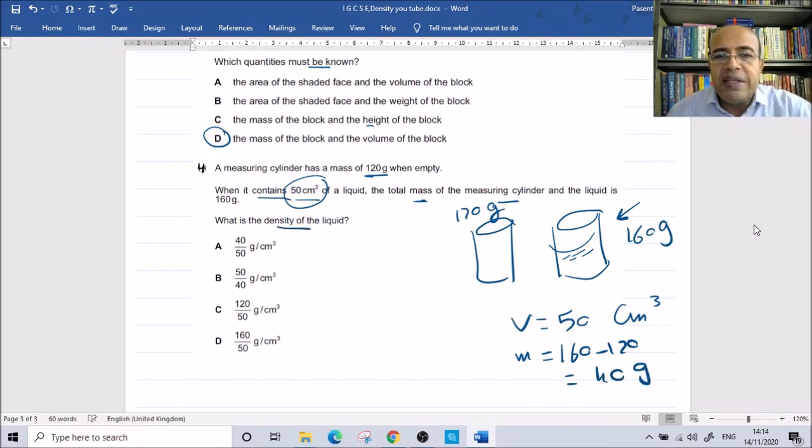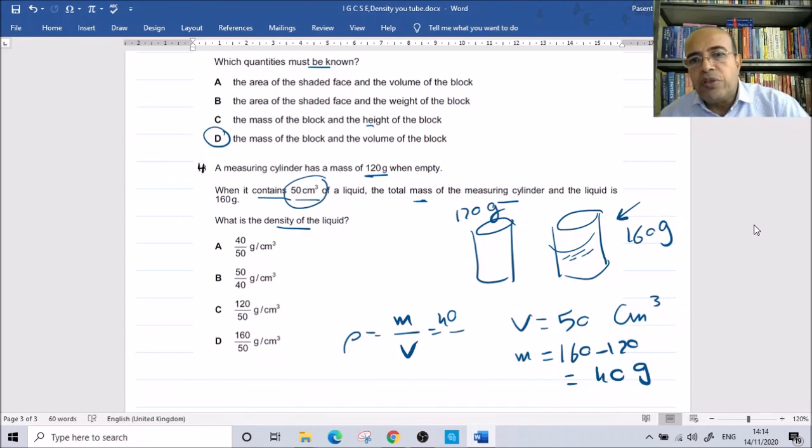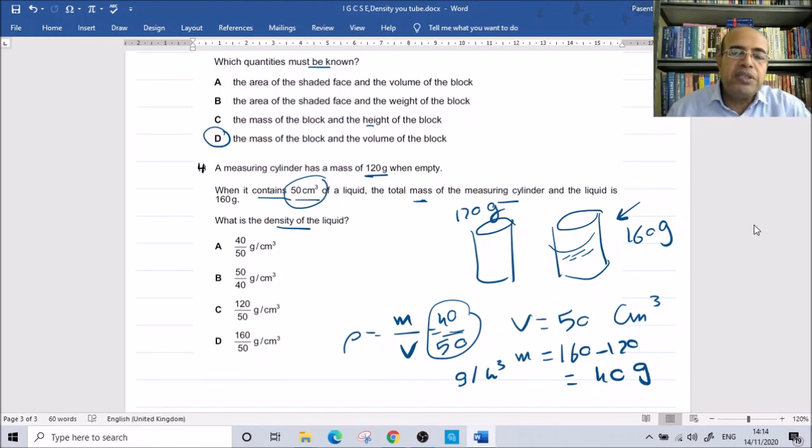What is the density? The density is the mass per unit volume. The mass is 40 gram, and the volume is 50 centimeter cube. So the answer is in gram per centimeter cube. It's 40 over 50 gram per centimeter cube. So the correct answer is A.